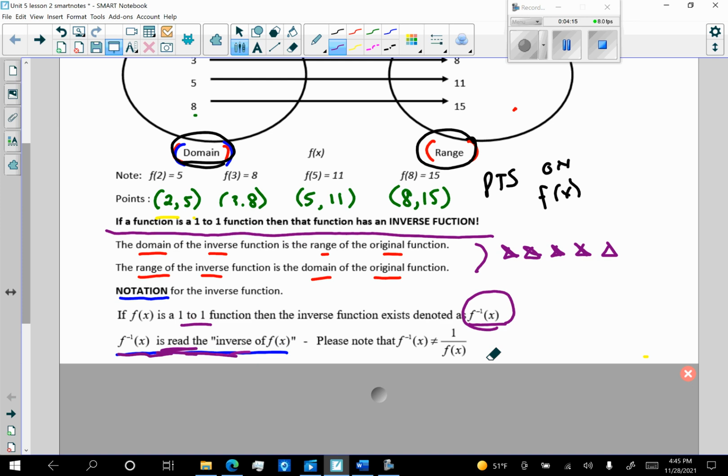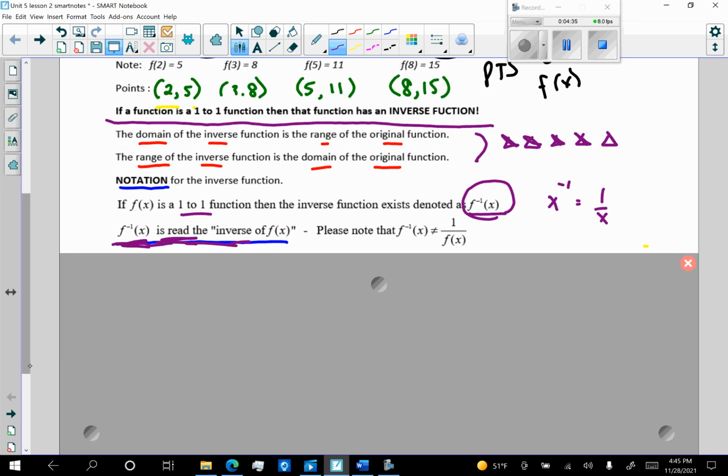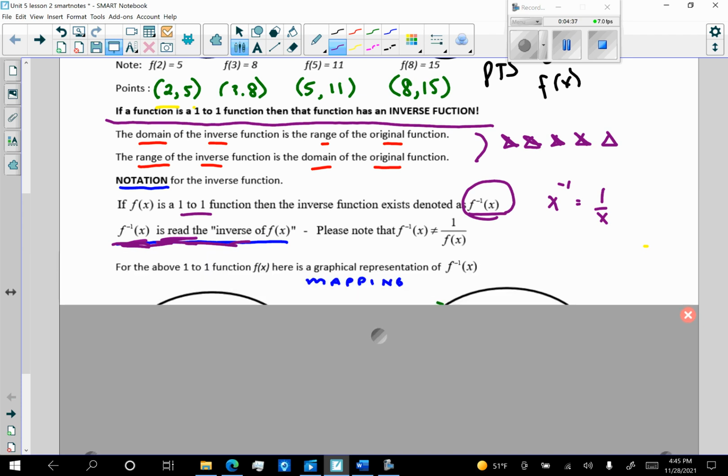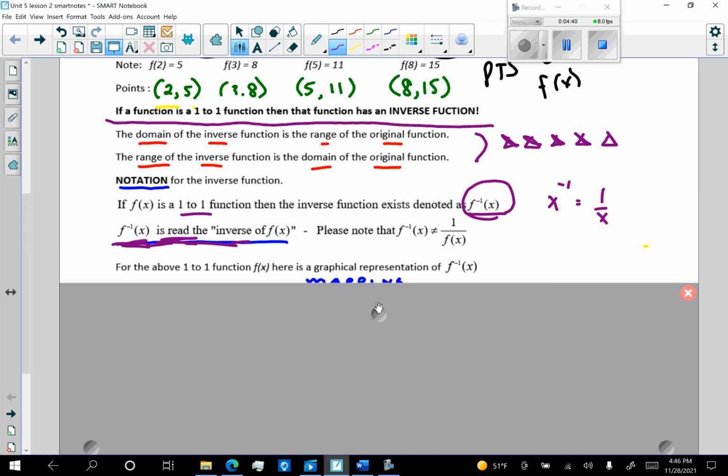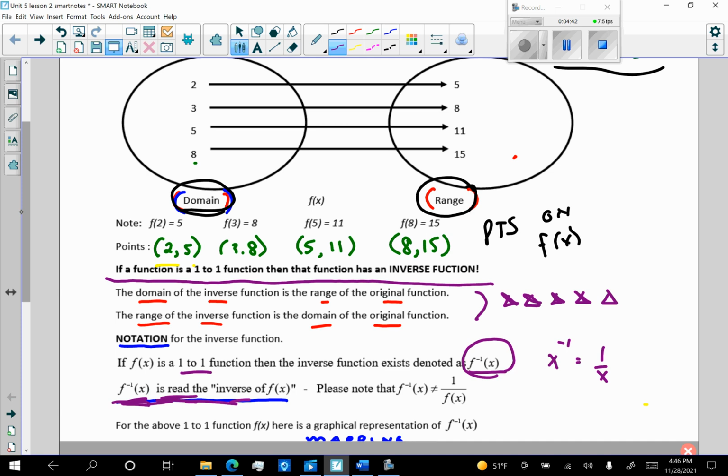This is going to be a little bit confusing because we do know that x to the -1 is equal to 1 over x. That's true. That's a property of exponents. But f to the -1 of x does not equal 1 over f of x. This is just the notation for the inverse of f of x. So it's all about the notation of the inverse. So if I'm talking about that above function that is indeed one-to-one, because every element in the domain maps to only one member of the range, the inverse exists.